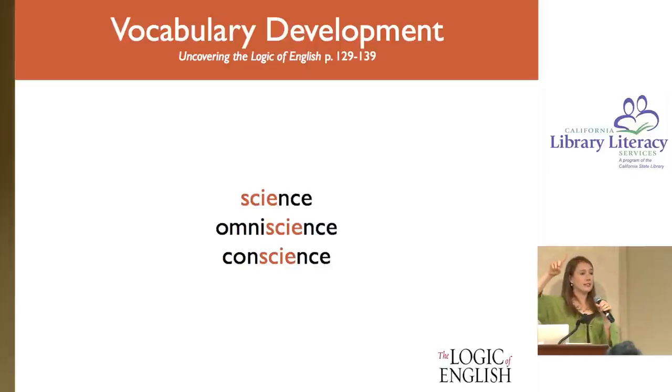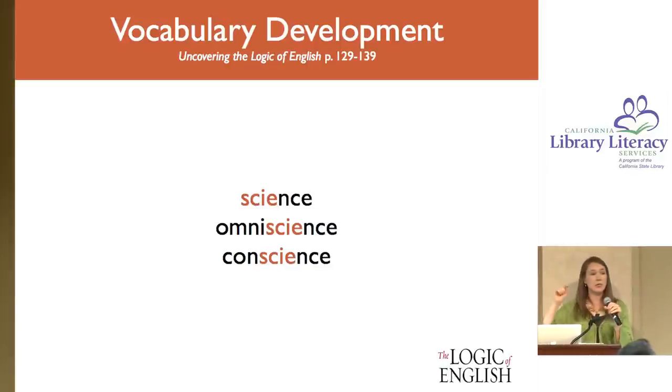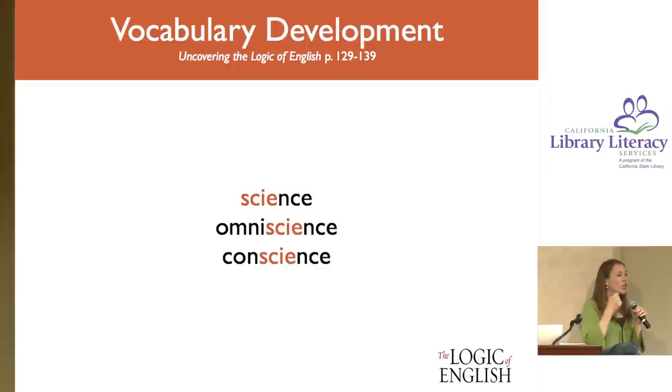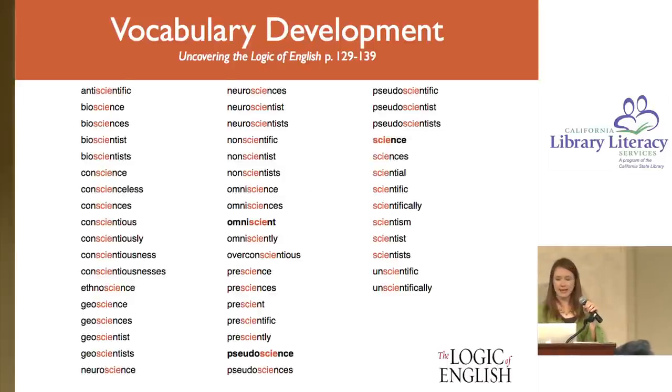It comes from science. Science literally means knowledge. So omniscience, omni is all knowing. Con means with, so conscience is with knowledge. By the way, here are all of the words derived from the root psi.